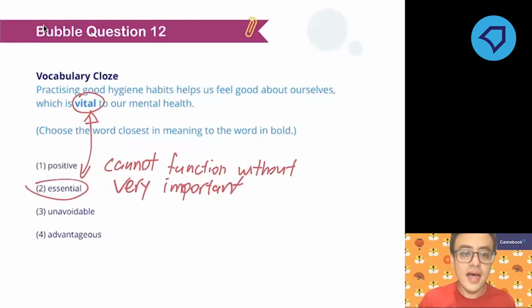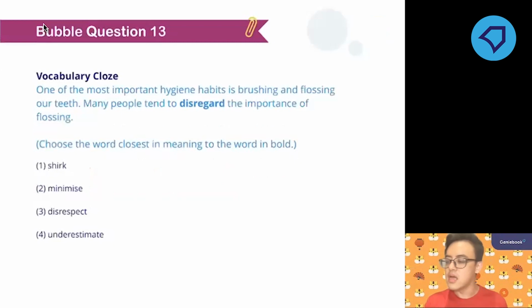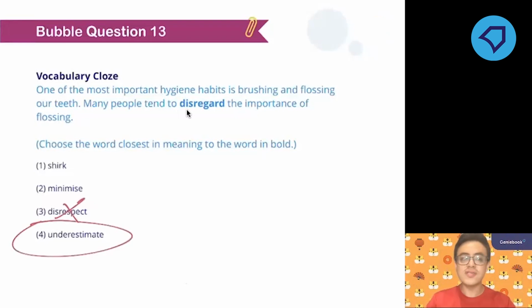Still alive for the last 3 questions. Question number 13. Many people tend to disregard the importance of flossing. So disregard in 3, 2, 1. In this case, disregard doesn't mean what you think it means. Okay, only 92 of you got it correct, but then again, most of you have left. Disregard doesn't mean to disrespect someone, although it can mean that. Disregard means to underestimate. Okay, if I disregard the importance of exercise, means I underestimate. If I disregard Mr. Lewis, means I underestimated him. Okay, I disregard his shiny forehead. I underestimated how shiny his forehead is.